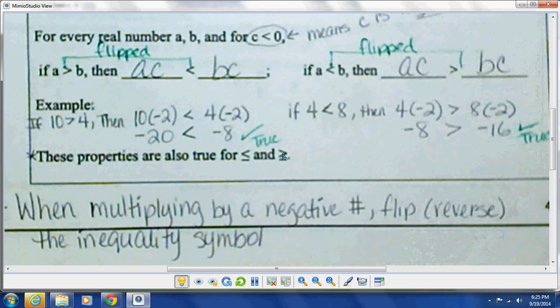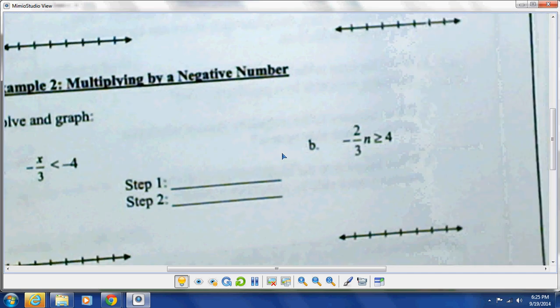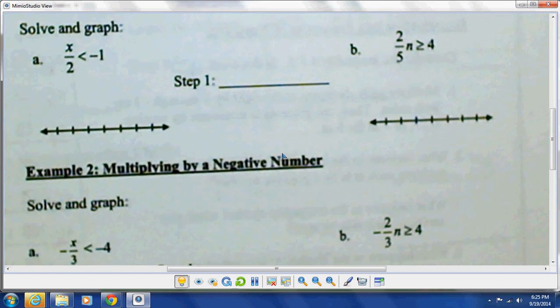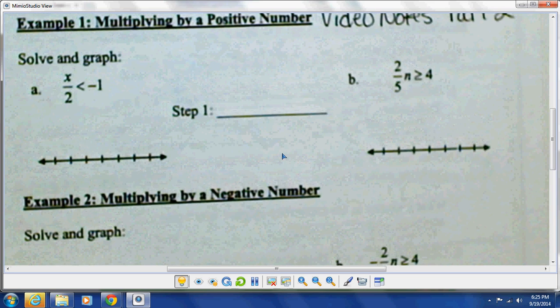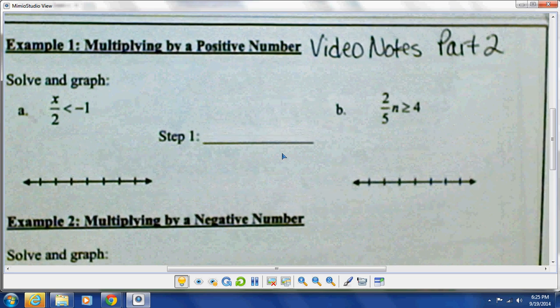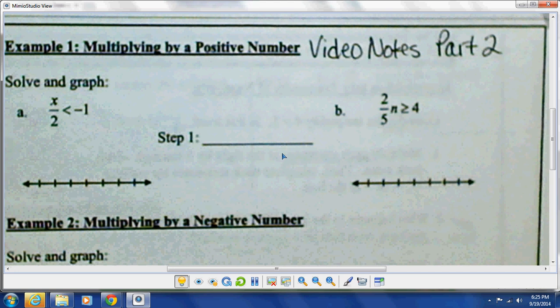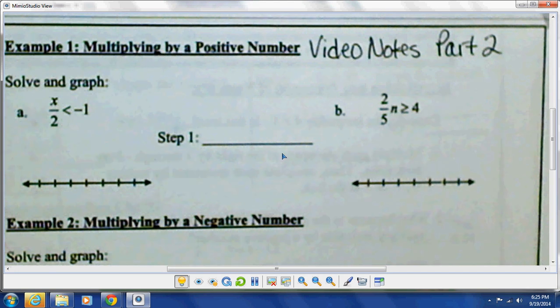Okay, let's turn to page 44 and do some examples. Okay, it says we're going to solve and graph. So they have split it up for you into multiplying by a positive number and multiplying by a negative number. And that's just so that you can see the difference and really see what's going on. Remember that when we solve, we're solving exactly like we did equations. We're going to use inverse operations.